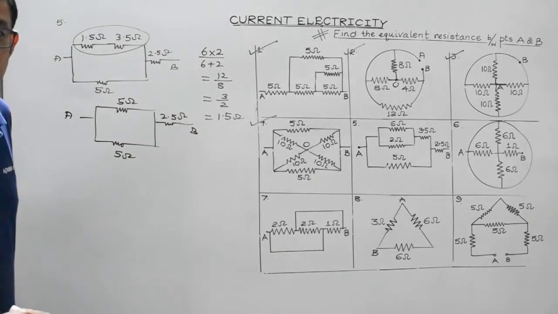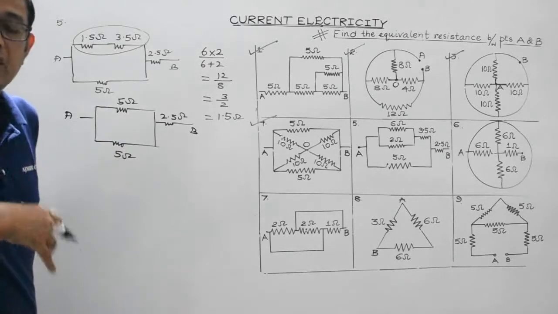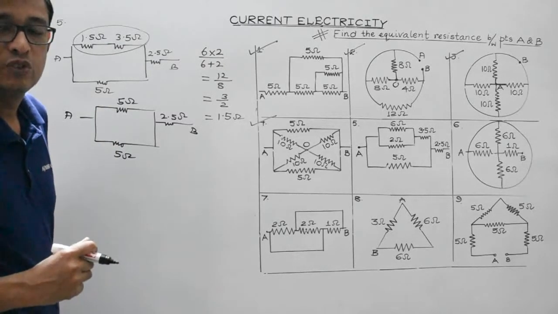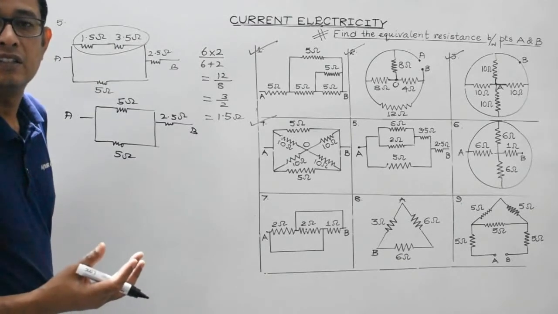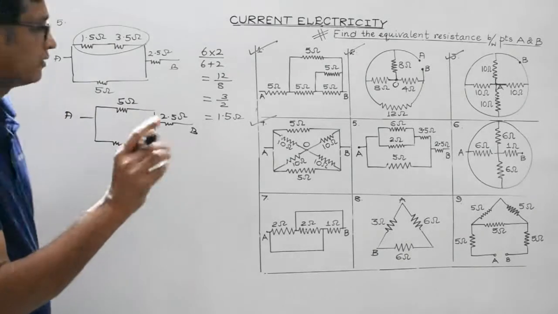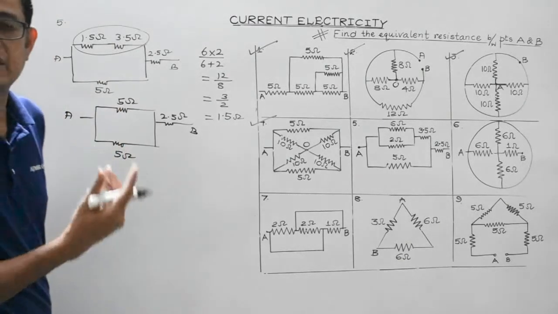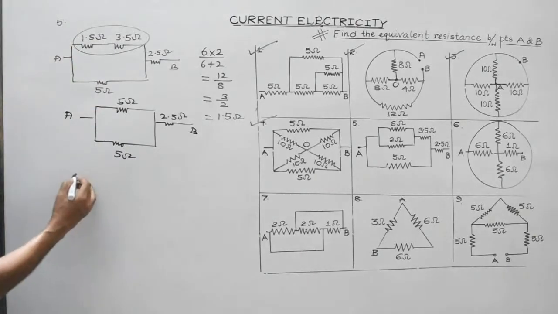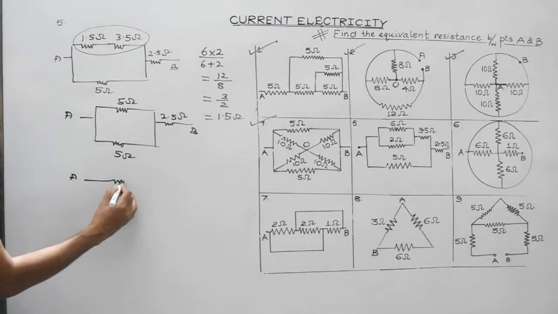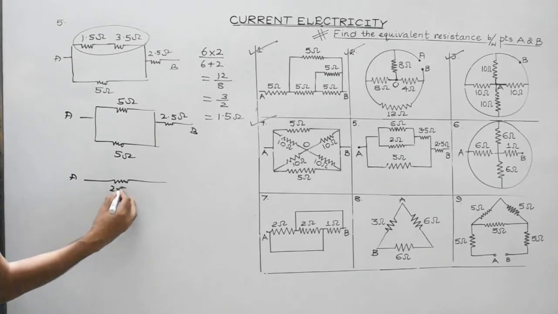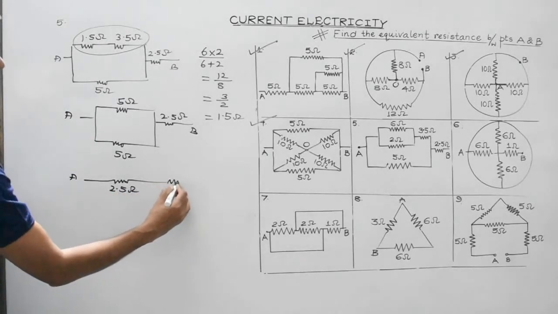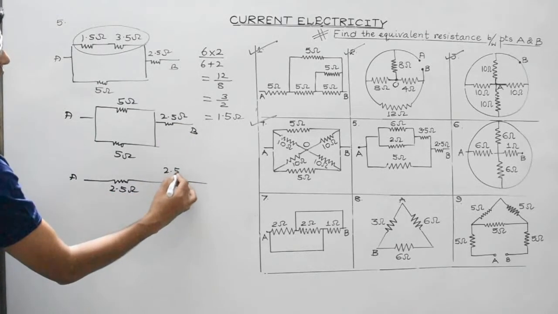These two are in parallel. Again, parallel and having the same value of resistance. So their equivalent parallel resistance would be half of the given value. 5 parallel, it will give us a resultant of 2.5. Therefore, the circuit can be redrawn in this particular manner. 2.5 ohm, and here this is 2.5 ohm.